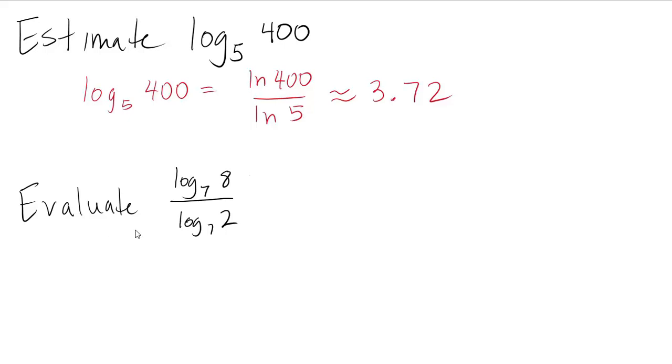The second example here is a different application of the change of base formula. This asks us to evaluate log base 7 of 8 divided by log base 7 of 2. You cannot cancel the logarithms. The answer isn't 4. We're not dividing 8 by 2. We're dividing log base 7 of 8 by log base 7 of 2. How can we do that?